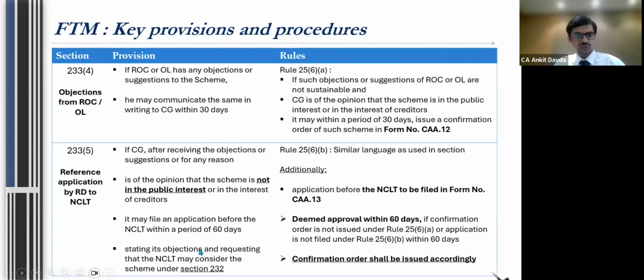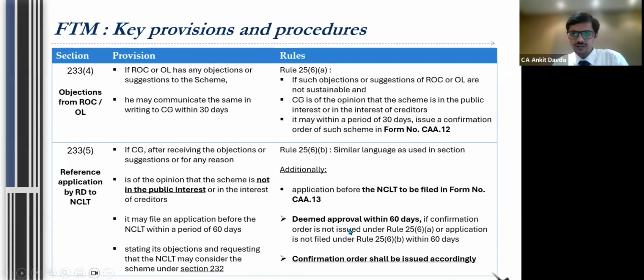So RD has to say what objections it has, and request that NCLT may consider the scheme under 232. So RD has to refer it to the NCLT saying that these are my objections and you may consider the scheme under 232. And that application needs to be filed by RD itself under CAA 13. So these are the only forms, CAA 9 to 13, which you will come across.